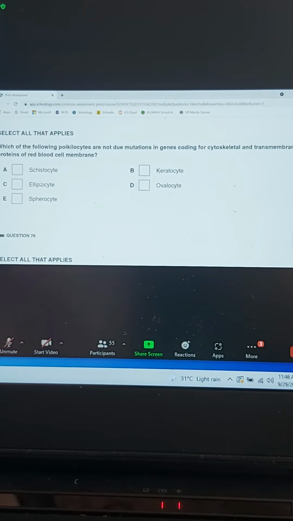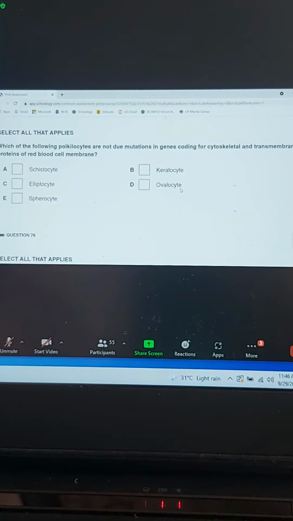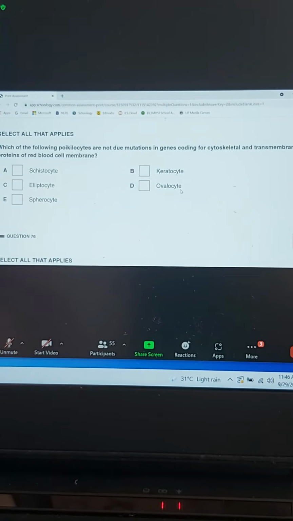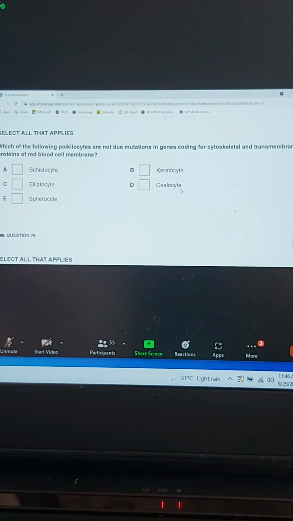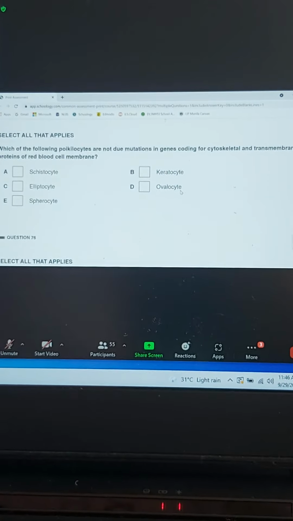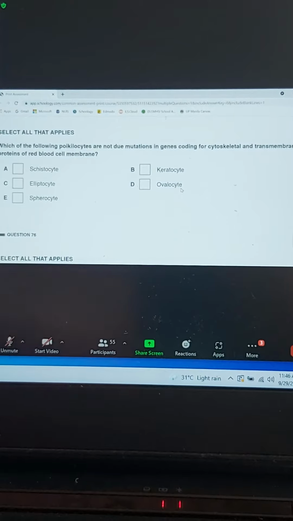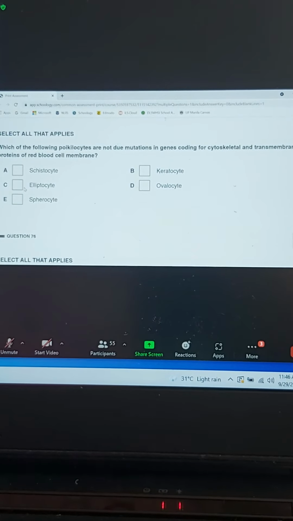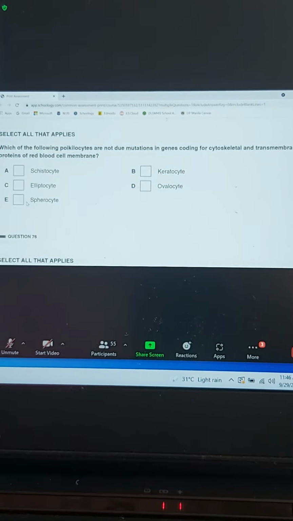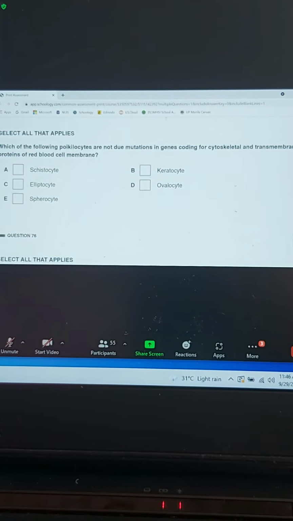Okay? So si letter D, yung ovalocyte, pwede rin siyang considered na macrocyte, pero meron tayong tinatawag na Southeast Asian ovalocytosis, which is associated with a gene mutation. Meron tayong tinatawag na hereditary elliptocytosis and hereditary spherocytosis. So letter C, D, and E, sila ay associated with genetic mutations. Letter A and B ang tamang sagot.